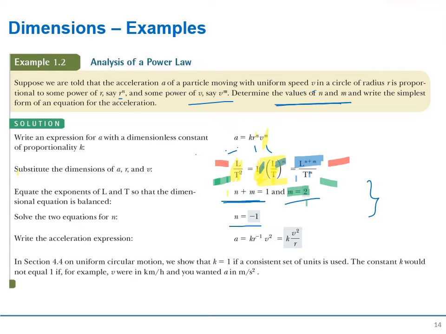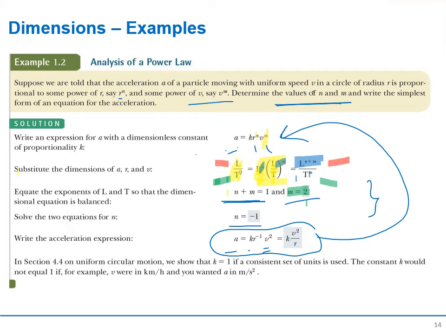Okay, so now you got these two constants: n equals -1, m equals 2. Now just plug these values into your original equation, that is acceleration equals k, r raised to the power -1 and v raised to the power 2, right? So acceleration equals k v squared divided by r, that is the actual relation for this acceleration.